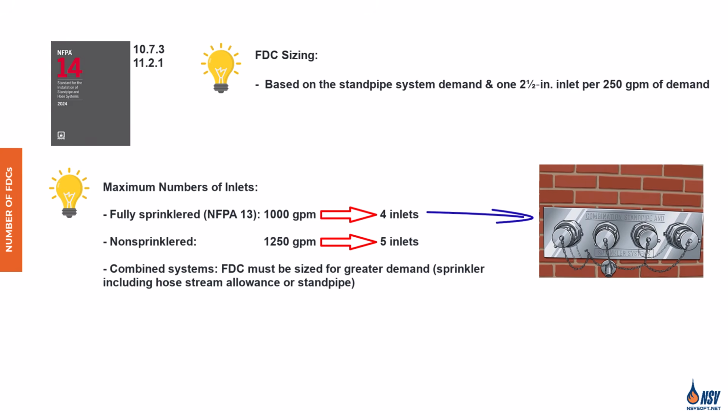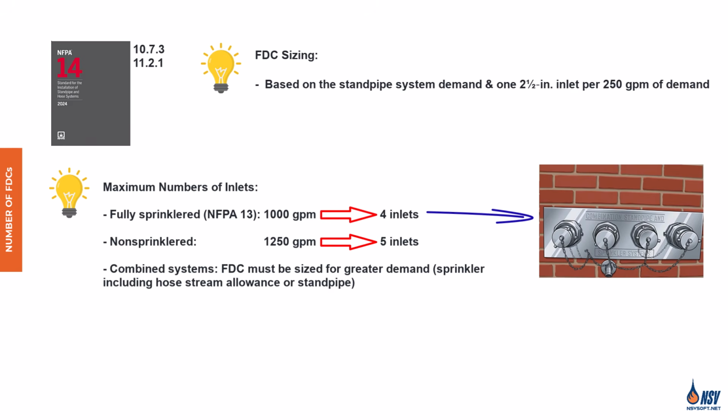For buildings fully sprinklered to NFPA 13, the maximum demand is 1,000 gallons per minute, which equates to 4 2.5-inch inlets. For all other buildings, the maximum demand is 1,250 gallons per minute, requiring 5 2.5-inch inlets.